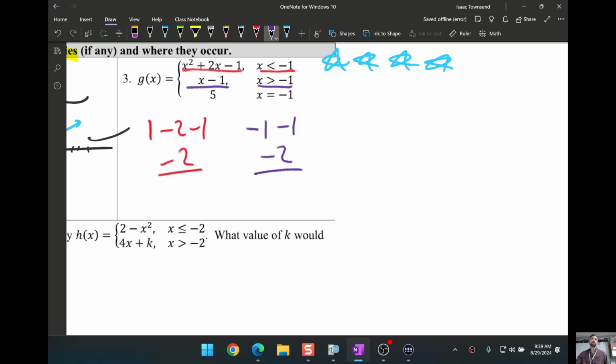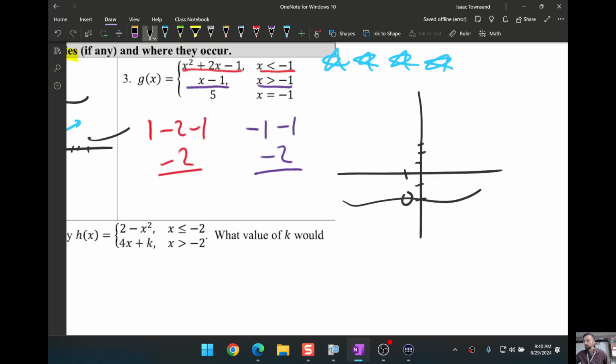What's the limit equal to? What's the point equal to? 5. So visually, again, I'm not doing this exactly perfect, but the limit as x approaches -1 is down here at -2, but the point is way up here. That's why it's a discontinuity.